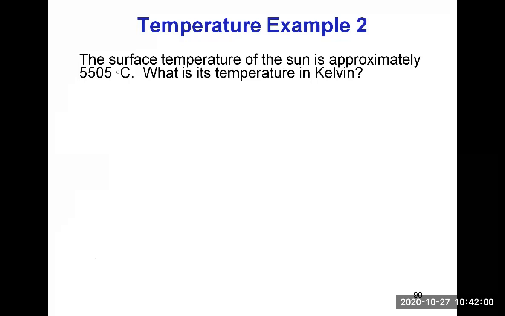Let's go through another example. The surface temperature of the sun is approximately 5,505 degrees Celsius. What is this temperature in Kelvin?